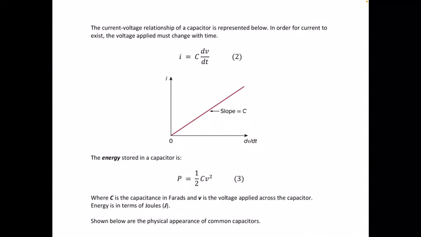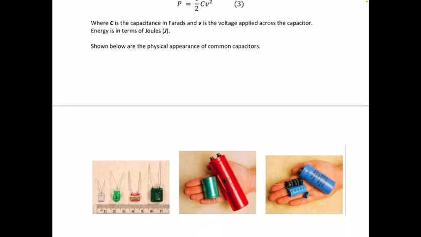The energy stored in a capacitor is given in this formula below. We have C for capacitance in farads, V is the voltage applied across the capacitor, and the energy is in terms of joules. So that's how we measure the energy stored in a capacitor. These are the common appearances of capacitors. We have smaller ones on the left and then larger ones in the center and on the right. These smaller ones, you would commonly see in circuit boards, while larger ones would be used for more heavy-duty applications such as operation of an electric fan.